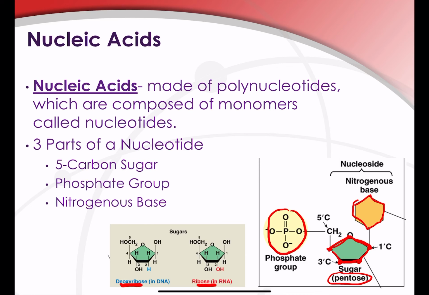So that is the monomers. There's not just one monomer like in proteins. We say the monomer is an amino acid. In a nucleic acid, there are 3 kinds of monomers. So nucleic acids are made up of a 5-carbon sugar, a phosphate group, and a nitrogen base. Or even more simply, you could say nucleic acids are made up of nucleotides.